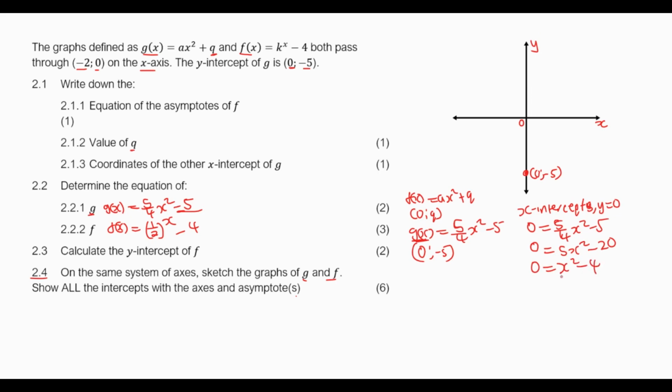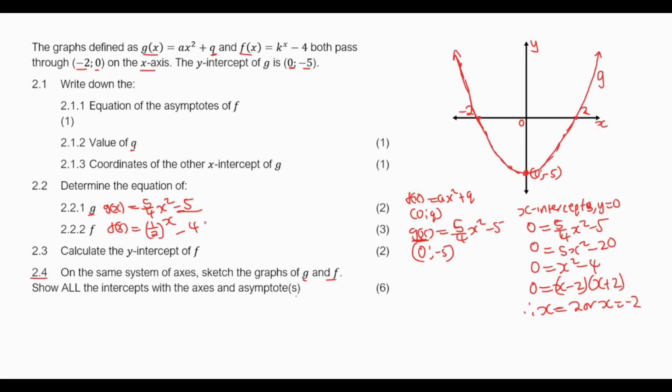And then this is difference of two squares. 0 is equal to x minus 2, then x plus 2. Therefore, x is equal to 2 or x is equal to -2. Right, we have our x-intercept, which is at -2, 0. Let me just write -2. Then we have another x-intercept, which is at 2, 0. Let me just write 2 there. Now we can sketch our graph with this. This is the parabola g of x.